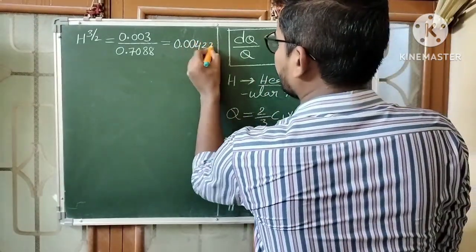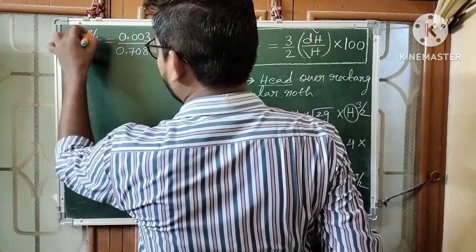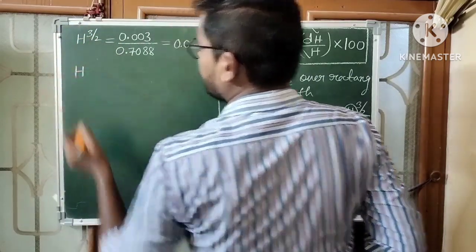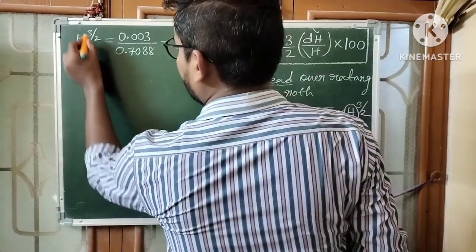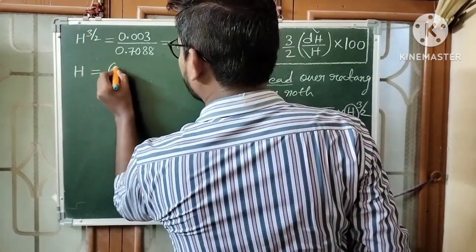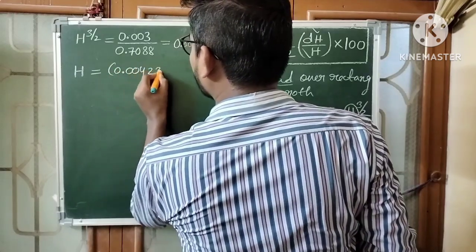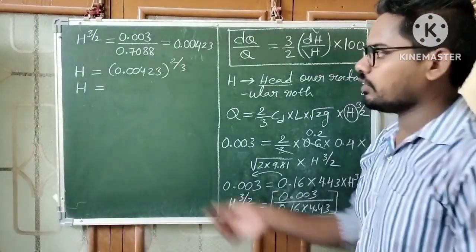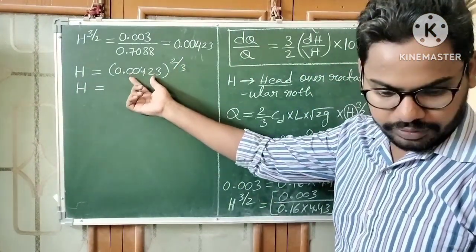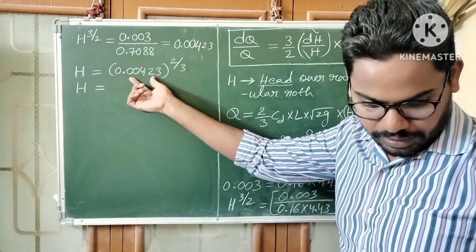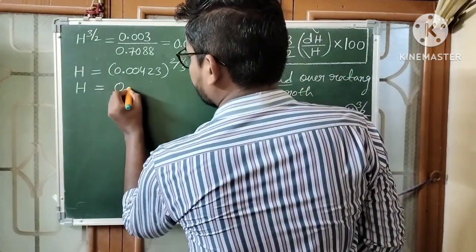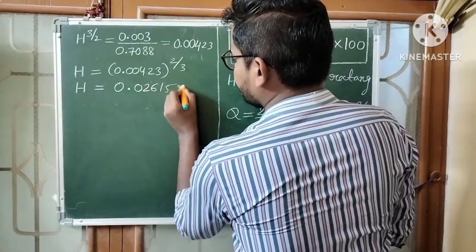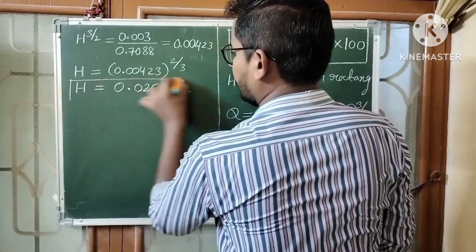But here we need the H value. Here we have exponent 3 by 2. To eliminate 3 by 2, apply power 2 by 3 on both sides. Then 3 by 2 and 2 by 3 get cancelled. You will get 0.00423 whole power 2 by 3. The head over the rectangular notch is the final outcome, 0.02615 meters.